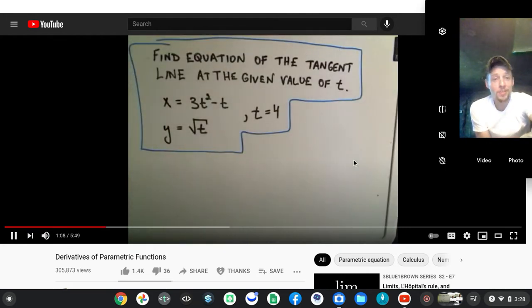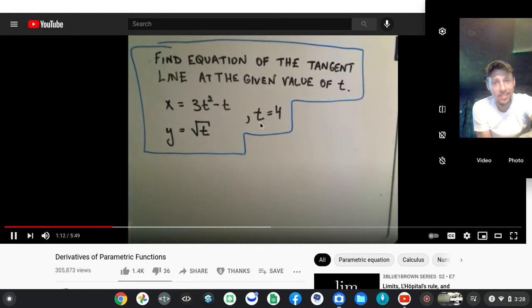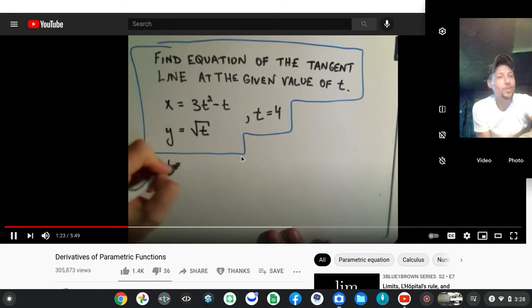Okay, so one of the very basic derivatives you learn, and then you figure out a simple example here. It says find the equation of the tangent line at a given value of t. So here x is equal to 3t squared minus t, y equals root t. We're gonna do this at t equals 4. Okay, and again, if t equals 4, we can figure out the x and y coordinate.